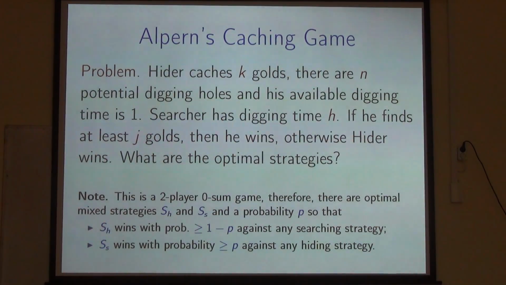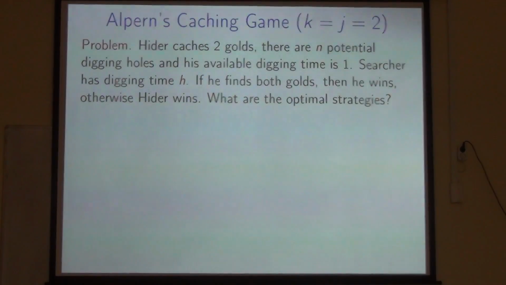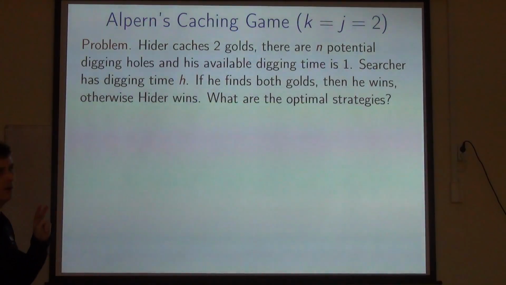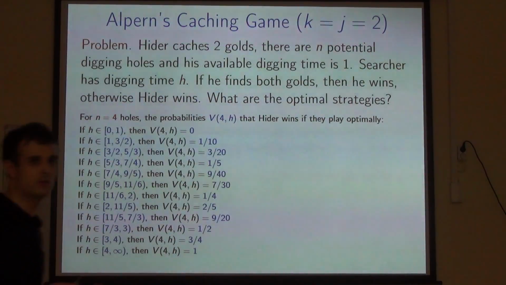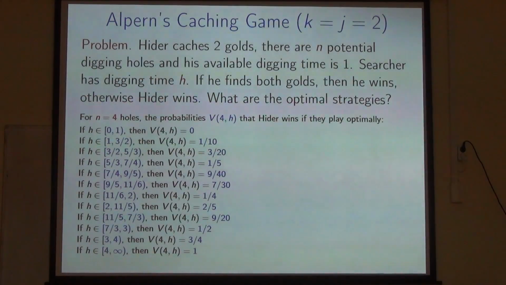So we focus on k equals j equals 2. So there are two golds, and both golds should be found. This is the simplest non-trivial case, and it was solved up to 4 holes. And just in order to understand what the problem is, let us see a few examples.